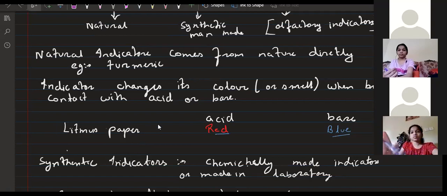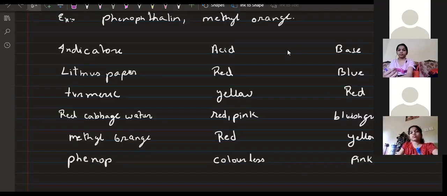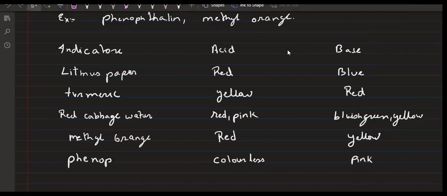Now, synthetic indicators. We studied that synthetic indicators are man-made indicators which are made in the laboratory. For example, phenolphthalein and methyl orange. In the last class, we talked about the color changes. There's a table which gives the color of the indicator in the presence of acid and base. This you have to remember. This is what we studied in the last class.